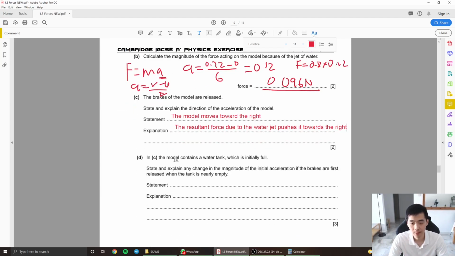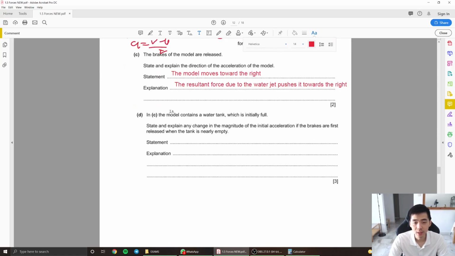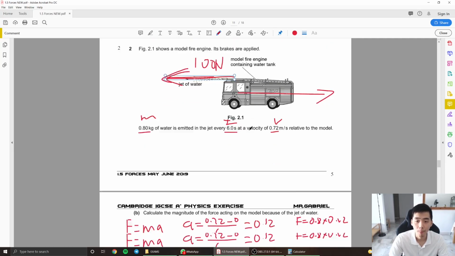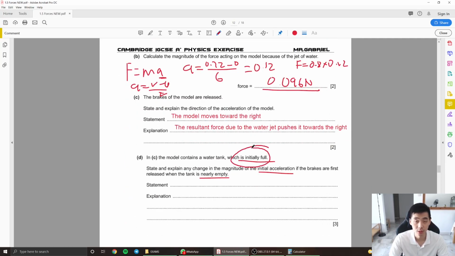Okay. Then next part here, finally, in C, the model contains a water tank which is initially full. This is a keyword here. State and explain any changes in the magnitude of the initial acceleration if the brakes are first released when the tank is nearly empty. Now this question here is basically trying to test your understanding. This model jet here will definitely apply a constant force of water stream here. Let's just say the force here is 100 newtons. But in this question here, they say that the water tank was initially full, meaning to say the mass was high. And then after that, when it is nearly empty, the mass is low.